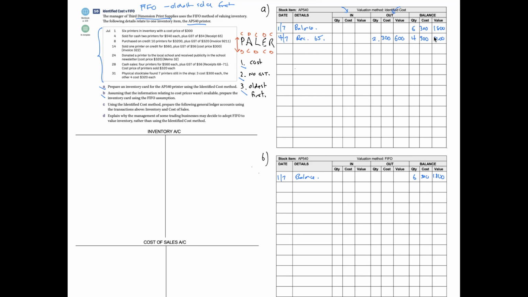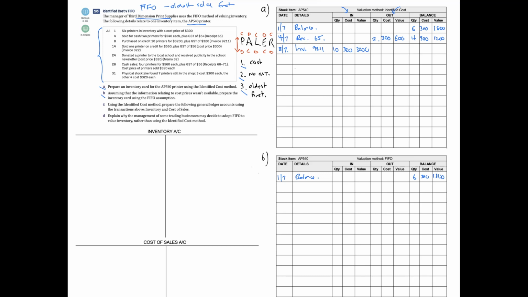We then move to our 8th of July transaction. And in this case, we've purchased on credit 10 printers for $3,200 plus GST, and it's on an invoice. So we will write the source document, invoice 9211. And then we realized because we purchased them, we have more than what we started, and we purchased 10. Now we record them at cost price, but we will record them at their unit cost. So if we bought 10 for $3,200, we must have bought 10 with a unit cost of $320, and we get our $3,200 in our valuation there.